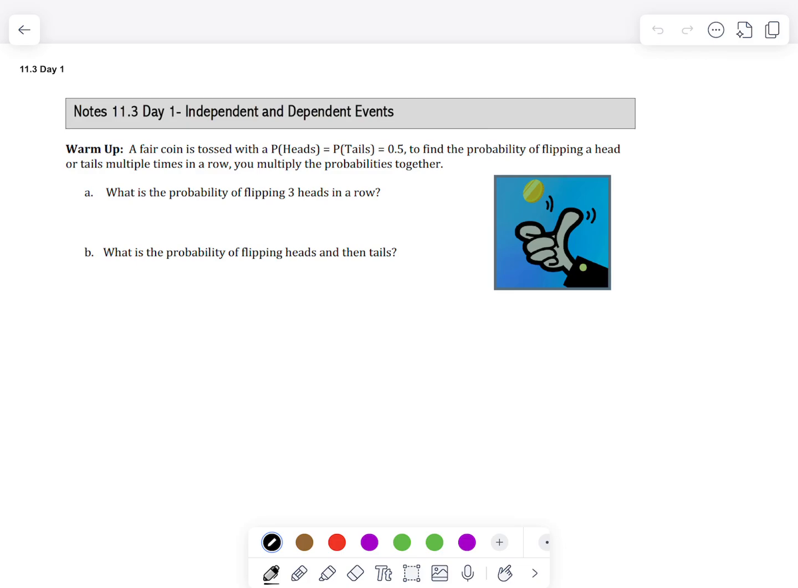All right, independent and dependent events. Here's a warm-up problem. A fair coin is tossed and the probability of heads or tails are both 50%. To find the probability of flipping heads or tails multiple times in a row, you just multiply the probabilities together. So part A, what is the probability of flipping heads 3 times in a row?